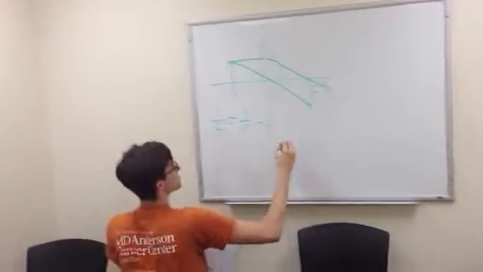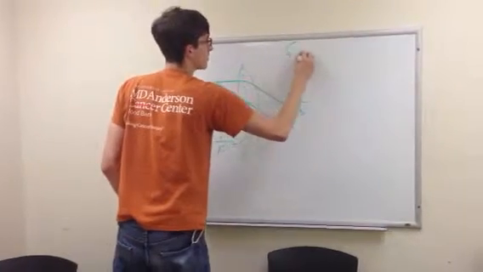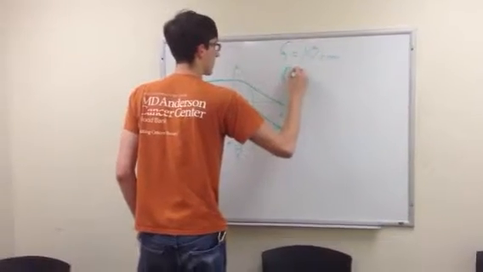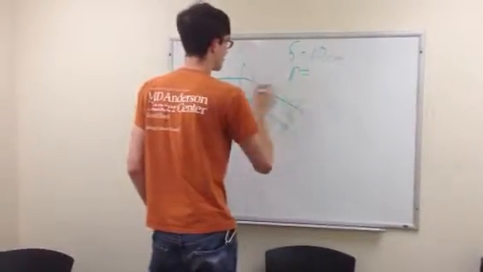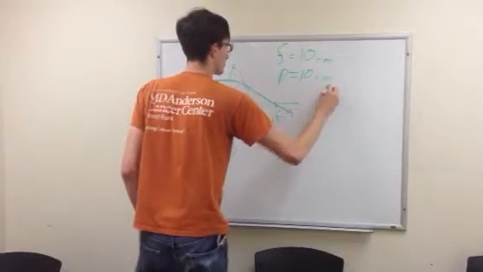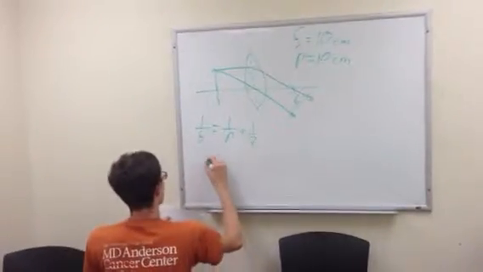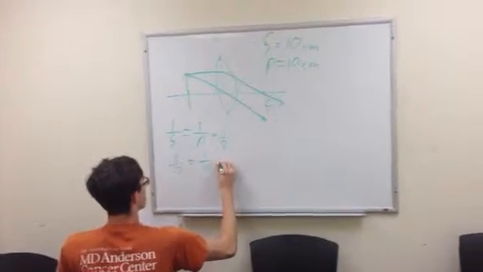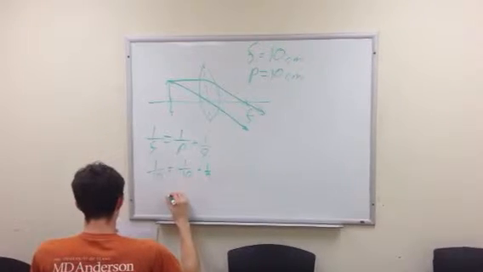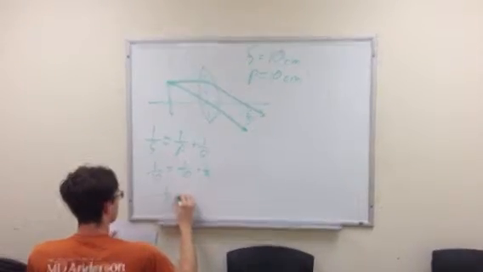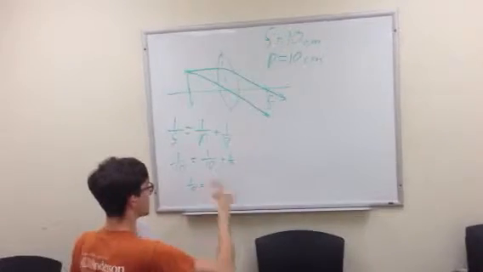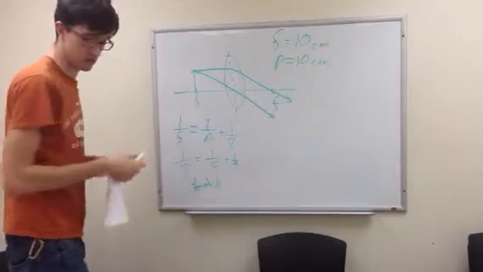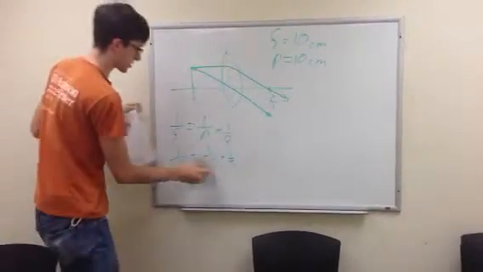Where we can say that the focal length equals 10 centimeters, and that the object distance is equal to 10 centimeters. So 1 over 10 equals 1 over 10 plus 1 over q. For 1 over q, you get 1 over 0, and you cannot take the inverse of 1 over 0. It just doesn't exist. So that's just mathematically a way to see that this drawing is correct.